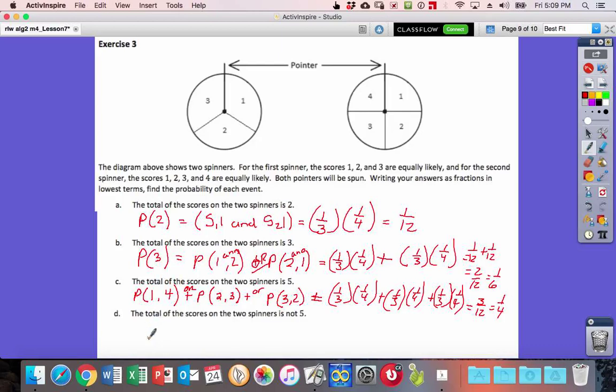Okay, let's try this one. The total of the scores in the 2 spinners is not 5. That's a complement. So if I know what the total of the scores is equal to 5, well, let's see. We already figured that out. If it's equal to 5, we already said the total of scores is equal to 1/4 up here, right? So I could just say 1 minus 1/4 because it's the complement, and I'm going to get 3/4. Does that help? I hope. Let me go to see if there's anything else.